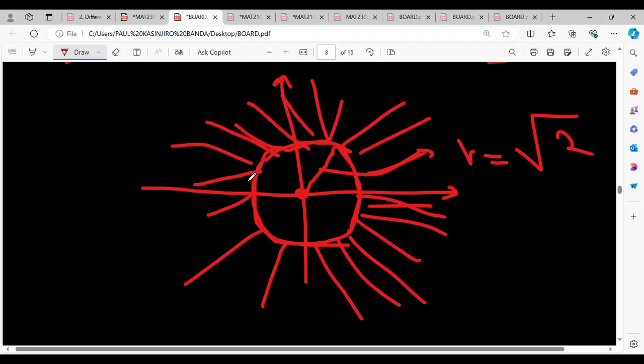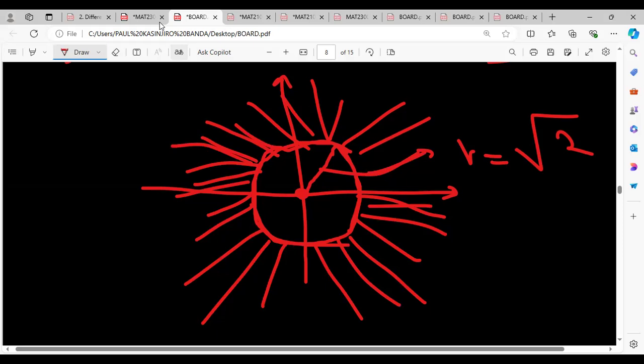I don't know if we have any question there. Okay. Yeah, so you can represent it like that. So it's just an area outside the circle with the radius root 2. Okay, that's that on that one.